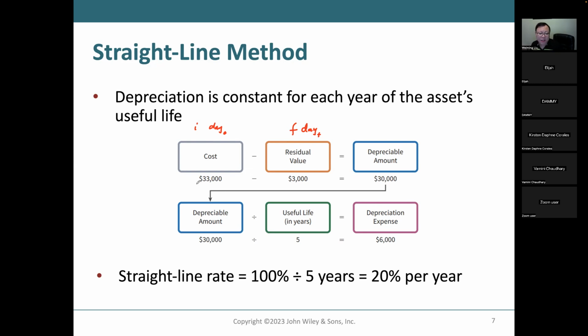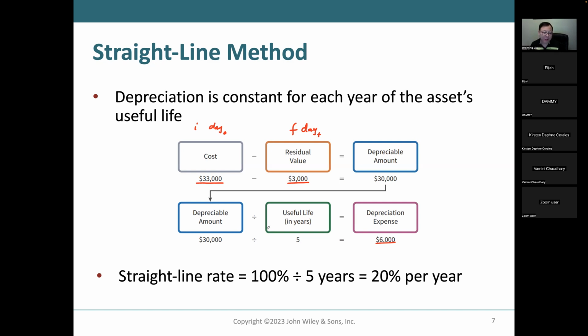In this example, initially the cost of the asset is 33,000 and the residual value is 3,000. Okay. So from 33,000 to 3,000, there is a decrease in value of 30,000, and that is your depreciable amount. So you want to depreciate $30,000 evenly over 5 years. You just use division. So each year you have to realize $6,000 depreciation expenses, and over 5 years, the total amount would be $30,000.